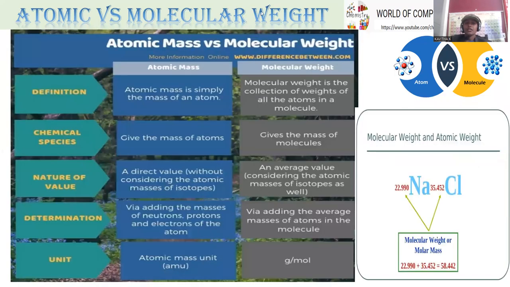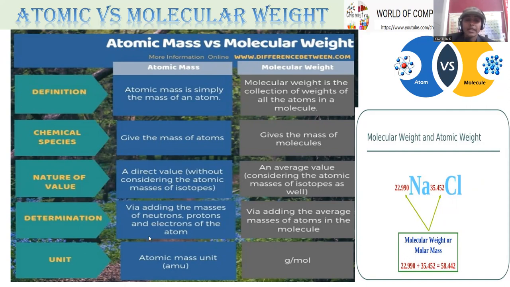That is 180. So now let us see the fundamental difference between atomic weight versus molecular weight. How can we define atomic mass? Atomic mass is simply the mass of the atom. When you take an atom into consideration, whose mass is defined as the atomic mass. Molecular weight is the sum of weights of individual atoms which are used to compose the molecule. That is regarded as molecular weight. Atomic mass gives the mass of the atoms, so whichever atom we are taking, that atom will contribute to the mass. Molecular weight gives the mass of the molecule. Nature of value: atomic mass is a direct value, without considering the atomic masses of isotopes. The number of protons plus the number of neutrons will be taken as atomic mass.